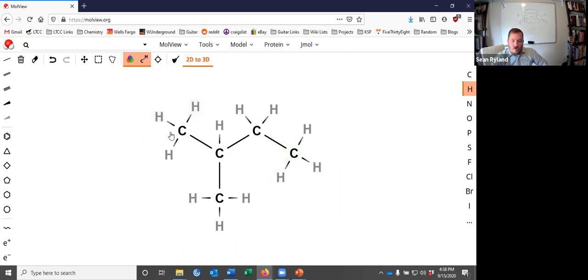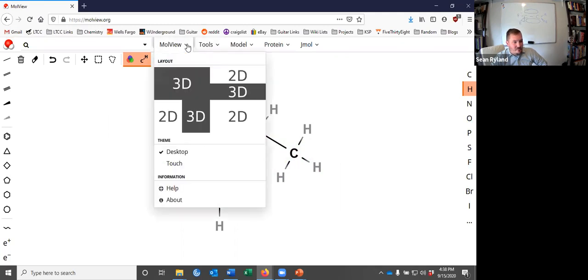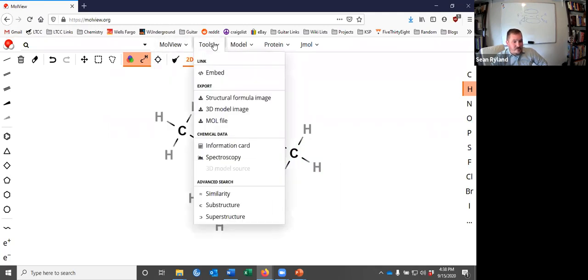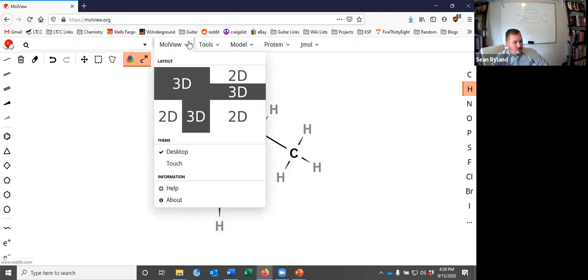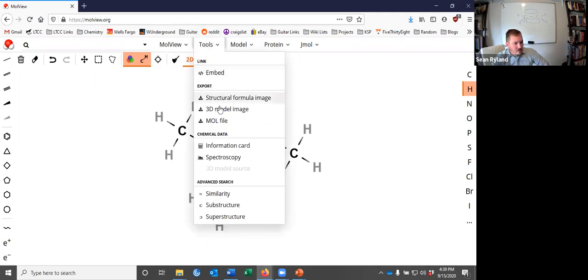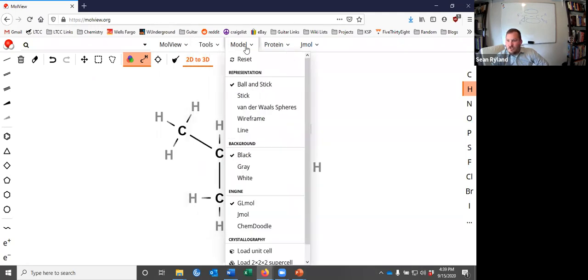And then once you have it drawn here, the best way to do it if you want a nice high resolution image that's not going to get pixelated if you blow it up is to go to tools and hit export image. You can export it as a vector image, so you can blow it up as big as you want and it won't get pixelated.